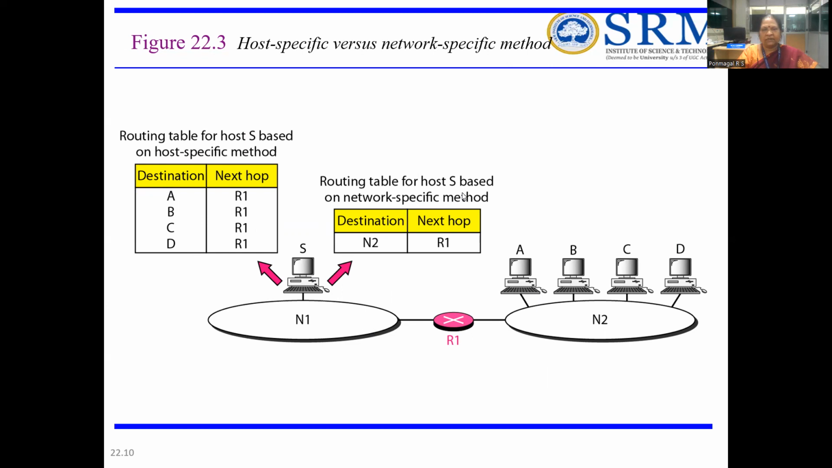Now, the routing table for host S based on the network specific method means routing to the next network. From S, it is connected to network 1, N1. When the destination is N2, next hop will be R1. So this is called the network specific method.